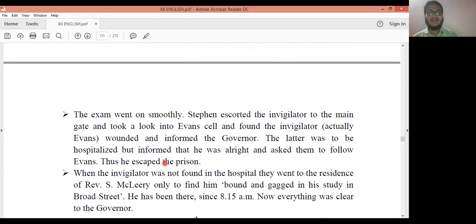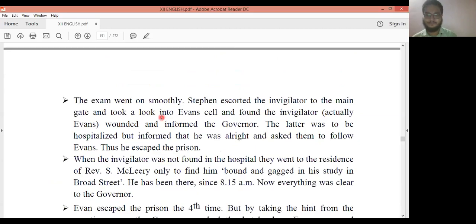Next. The exam went on smoothly. How was the exam? The exam went very smoothly, very fine. Stephen escorted the invigilator to the main gate, and after the invigilator left, he took a look into Ivan's cell and found whom? The invigilator was lying there. So how is the invigilator going out and the invigilator also in?